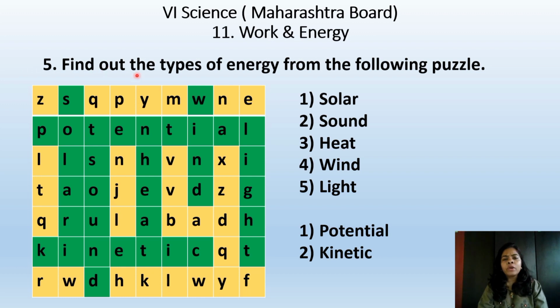Next one, find out the types of energy from the following puzzle. So children, here SOLAR, solar, one type of energy. When you see vertical this way, you have solar, sound, heat, wind and light. And when you see across horizontally, you have potential and kinetic. So children, here we complete with the question answers of this lesson.